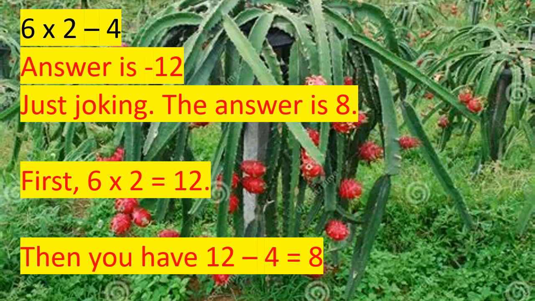So here's how we get to 8. First, 6 times 2 equals 12, because multiplication comes before minus. So then you have 12 minus 4 equals 8. And that is your answer.